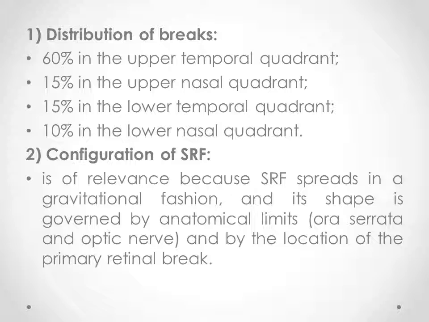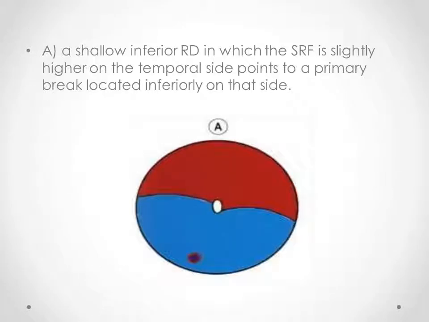It depends on the distribution of the breaks. It's mostly in the upper temporal, followed by the upper nasal, followed by the lower temporal and lower nasal. Also, the configuration of the subretinal fluid. You can judge the retinal detachment from the configurations, and you can know where the break is. And here are some examples where you can find the break. You can just read it and think about it.